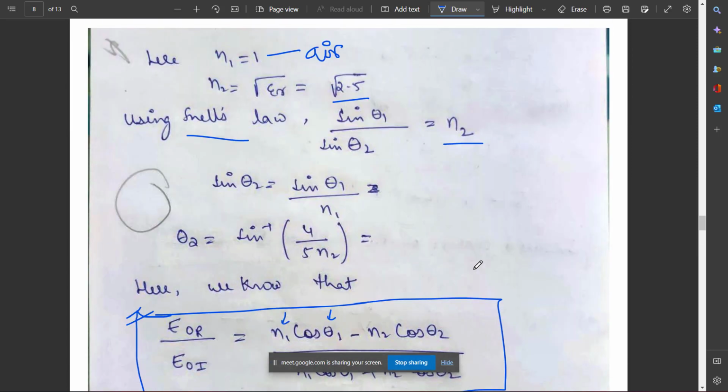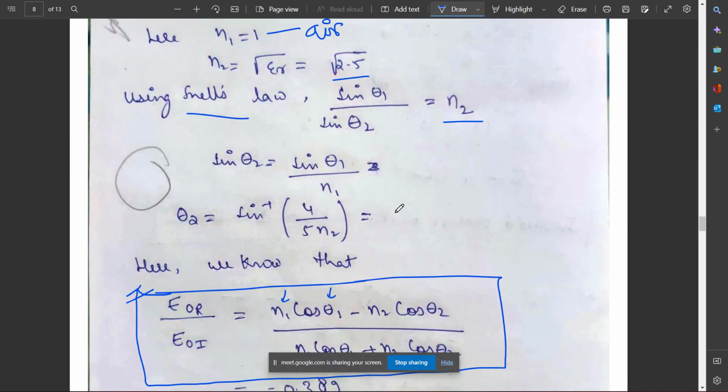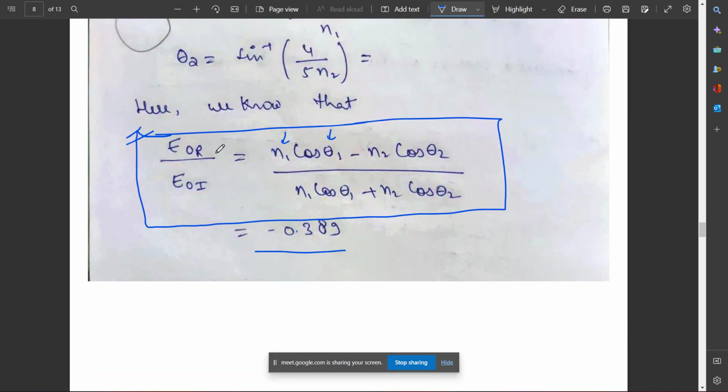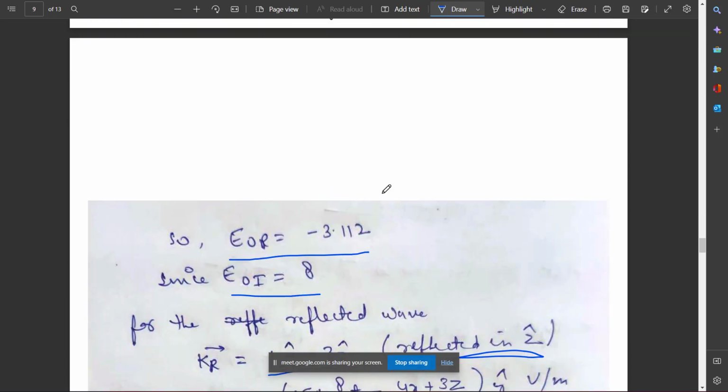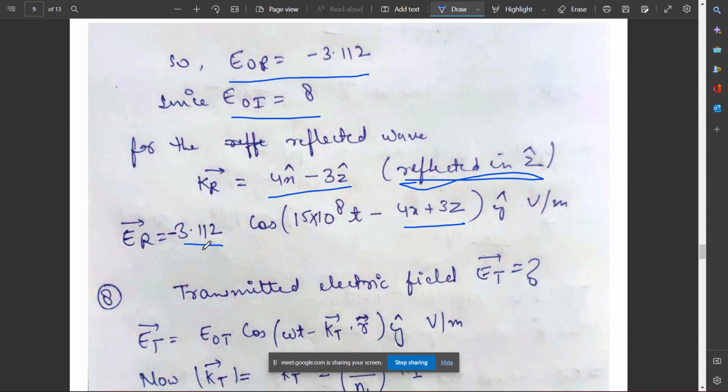समझ में आया ना? पहले हमने स्नेल्स लॉ लगाया थीटा 2 निकालने के लिए, फिर जब थीटा 2 आ गया तो हमने ये वाला फॉर्मूला लगाया अपना E naught R upon E naught I निकालने के लिए, n1 cos theta 1 ये सब कुछ पता था हमें, वो डाला हमने and we got this. ठीक है? Any doubt?